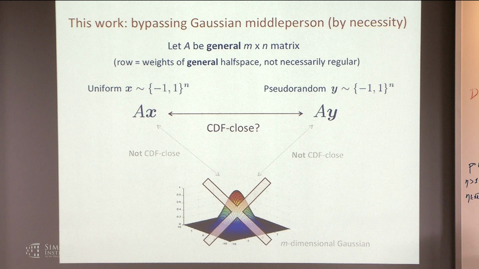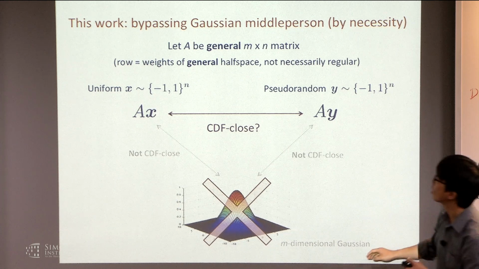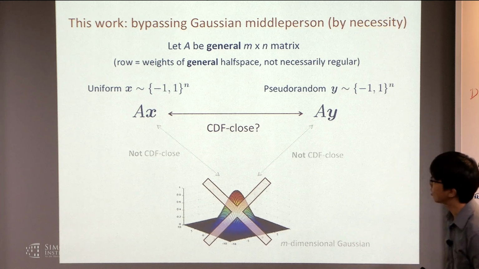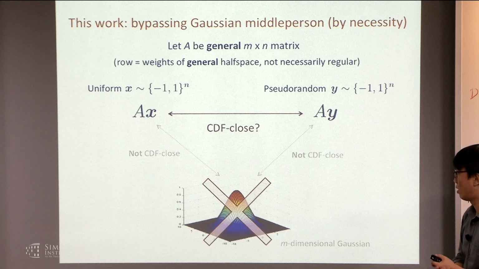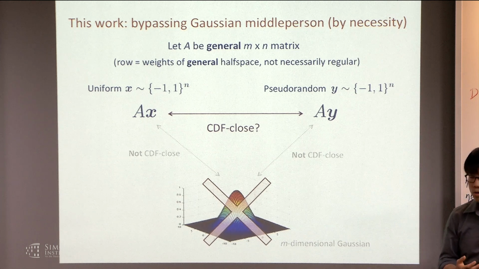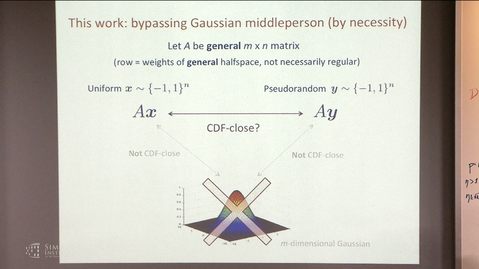So the conceptual challenge we had to overcome in this work is to step out of this framework of central limit theorems, so sort of bypassing the Gaussian middle person.